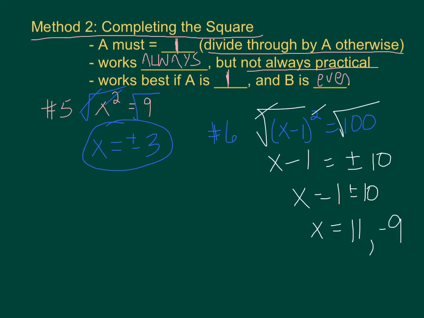Okay, and you say, Mr. Williams, I've done all that before. Show me something I didn't know. Okay, smart people, so let's try this one. Here's number 7. Solve x squared plus 10x minus 11 equals 0.